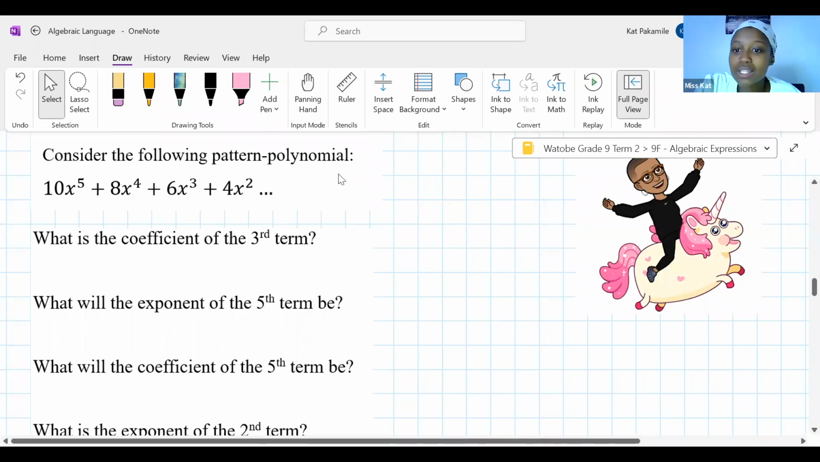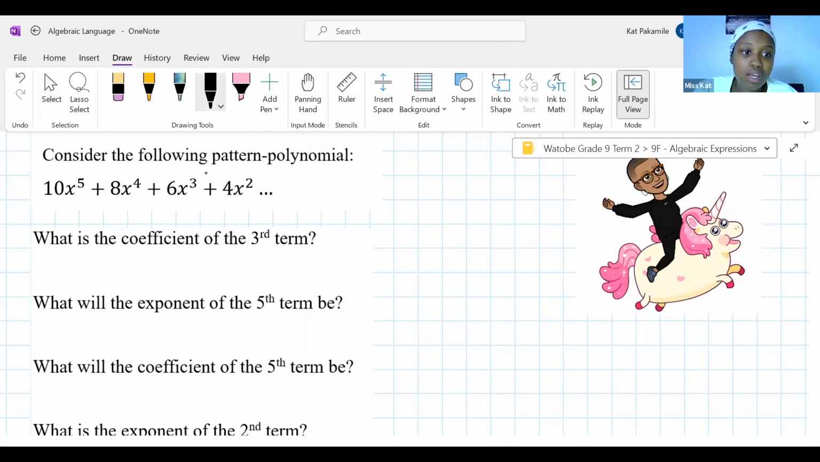Okay, what is the coefficient of the third term? Term 1, term 2, term 3. Thank you, Bridget and Tando. Where's everybody else? There's so many of us in this class. There we go. I like it. The coefficient of the third term would be 6.